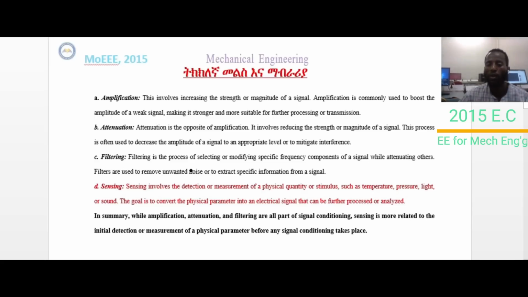And this process is often used to decrease the amplitude of the signal to an appropriate level to mitigate interference. And C, when we say filtering, this is the process of selecting or modifying a specific frequency component of a signal while attenuating others. And filters are used to remove unwanted noise or to extract specific information from the signal. And when we come to D, sensing, this involves the detection or measurement of a physical quantity or stimulus such as temperature, pressure, light or sound. And the goal is to convert the physical parameter into an electrical signal that can be further processed or analyzed. Therefore, while amplification, attenuation, and filtering are all part of signal conditioning, sensing is more related to the initial detection or measurement of a physical parameter before any signal conditioning takes place. Therefore, from the given alternatives, sensing is not part of signal conditioning.